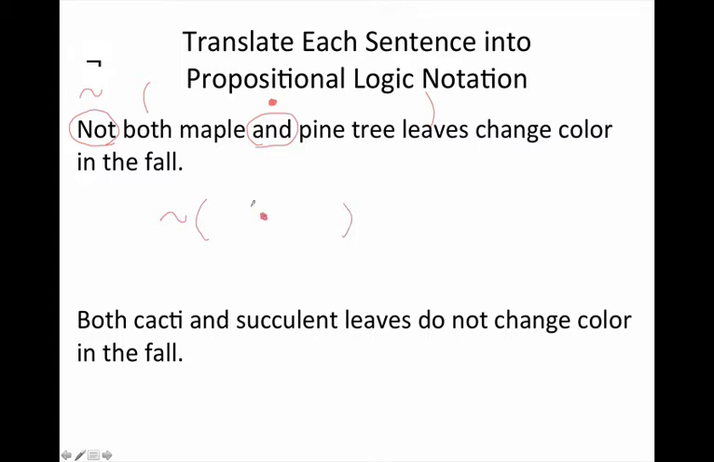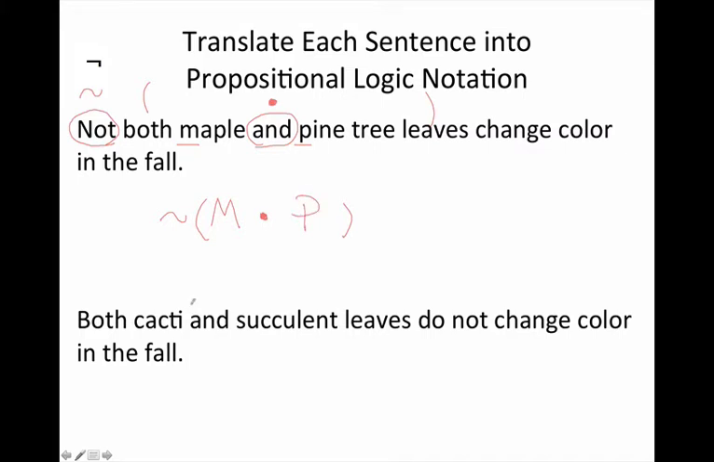And now we have two simple statements. Maple tree leaves change color in the fall, and I'll just use M for maple. And P for pine tree leaves change color in the fall.